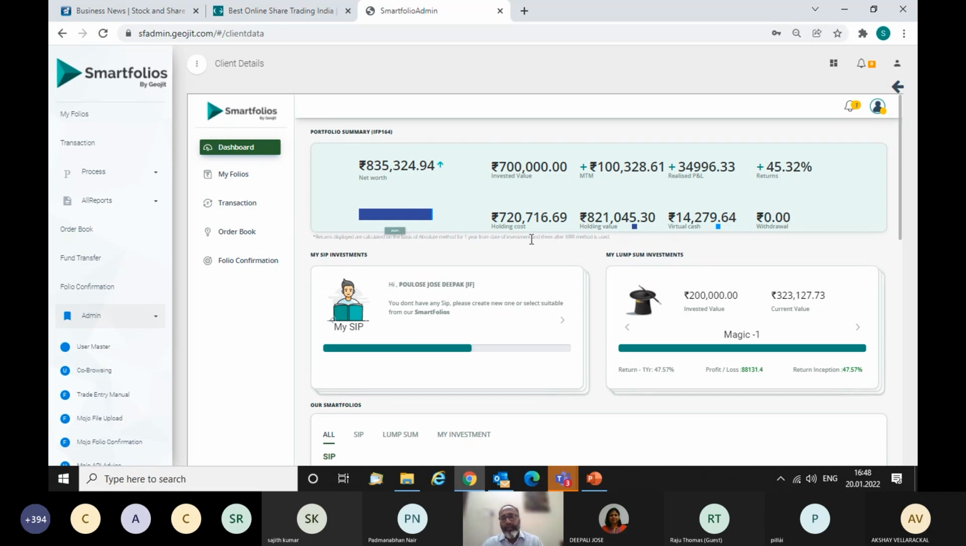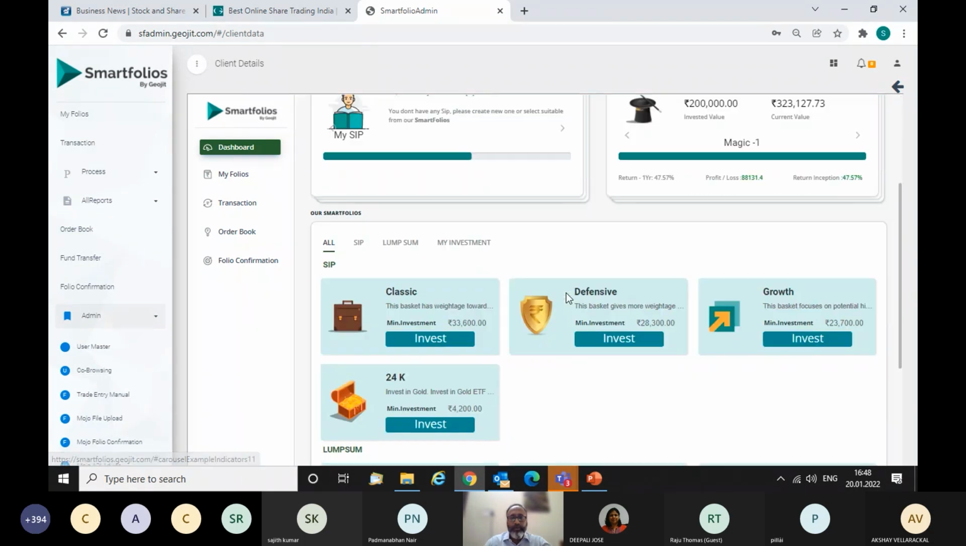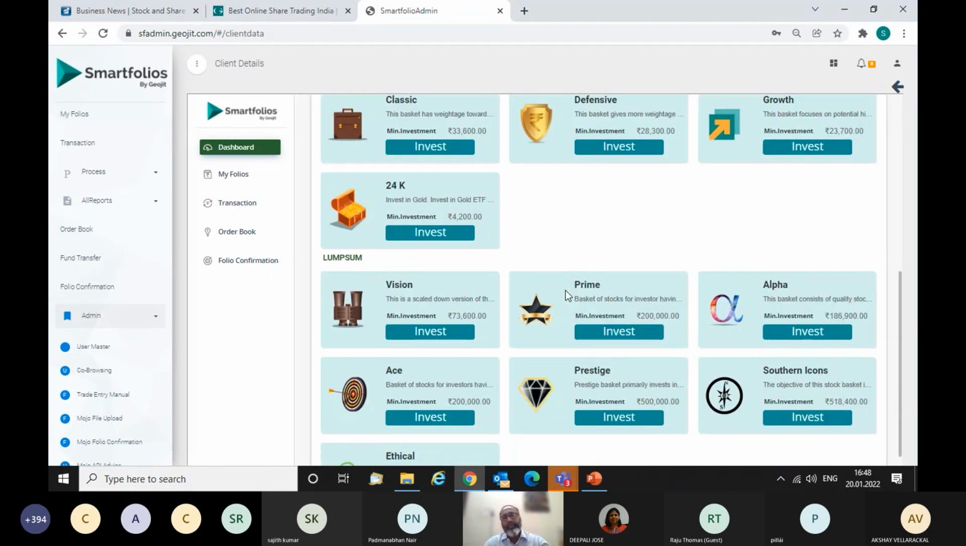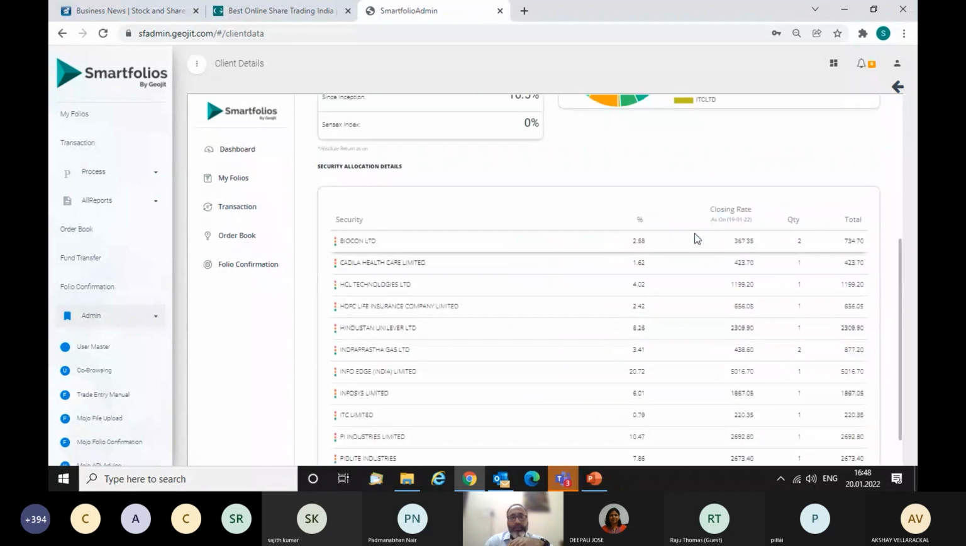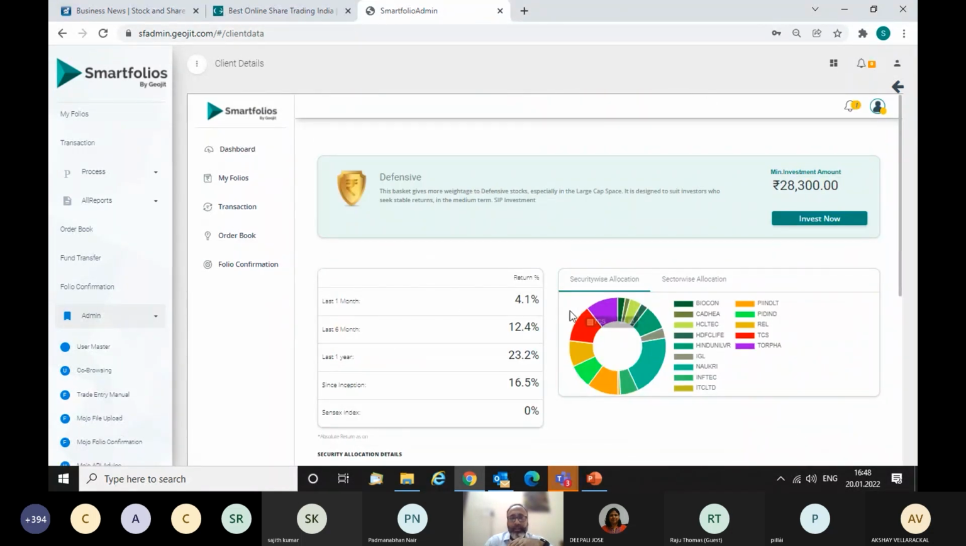So this is what your dashboard will look like when you have registered for Smartfolios. Even when you log into Smartfolios, you will see these options. It is as simple as clicking on a particular button. You can click on invest now. For example, if you want to invest in the defensive basket, you can click on invest. Again, you can see the indicative returns and the historical returns over here.